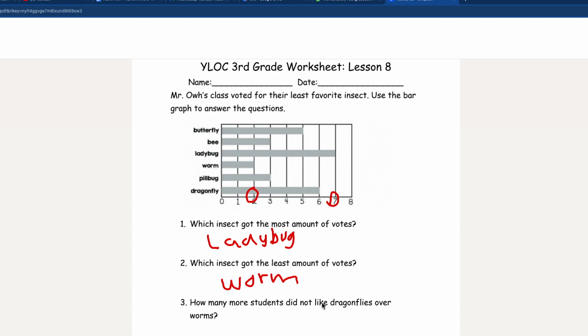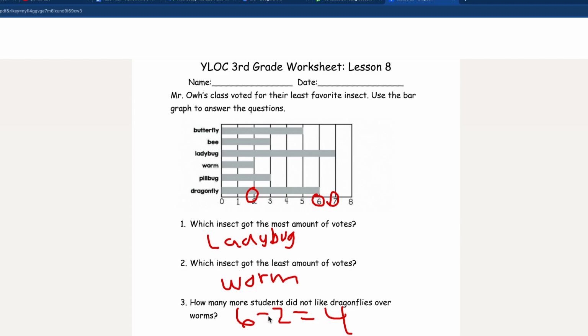All right, number 3. How many more students do not like dragonflies over worms? Dragonflies is over here. It has a count of 6. So we subtract 6 and worms, which is 2 again. It'd be a difference, that's how many more students did not like dragonflies. So 6 minus 2 is 4. There are 4 more votes, so 4 more students did not like dragonflies over the worms.